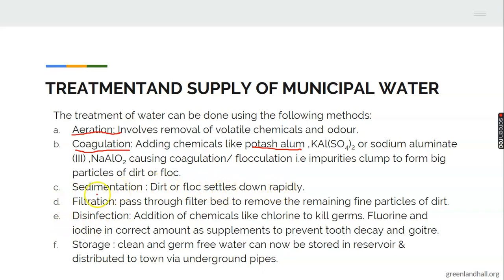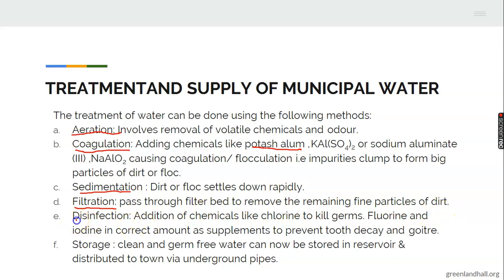Then the next step is that you pass it through a filter bed, where filtration is done, to remove the remaining fine particles of dirt.